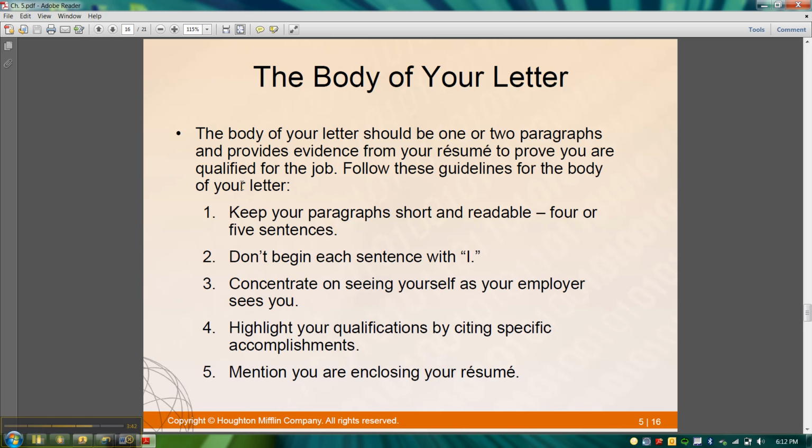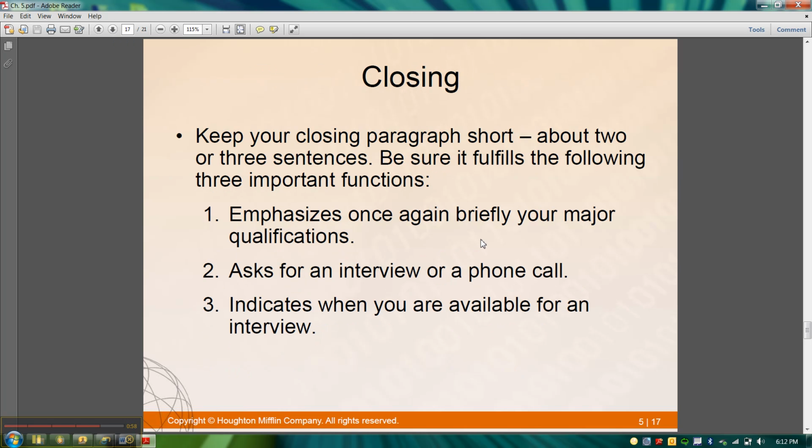The body of your letter, like I said, should be 2 different paragraphs, one on education and one on experience. And this gives you some hints on things like that. Highlight your qualifications by citing specific accomplishments. Concentrate on seeing yourself as your employer sees you. And then in paragraph 3, you also need to mention that you're enclosing your resume. That's important as well. The final paragraph is your closing paragraph, and it needs to do a few things.